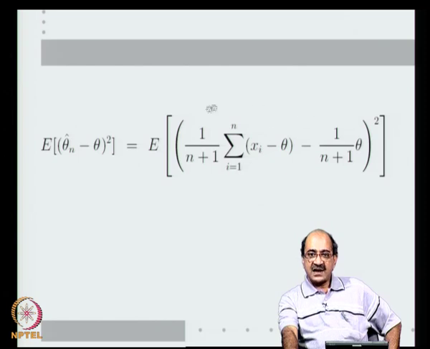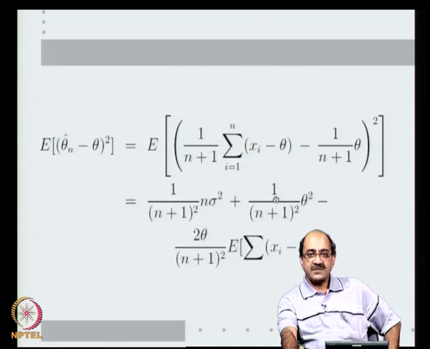So, theta hat n is 1 by n plus 1 summation x i. I wrote the expectation as n by n plus 1 theta. If I push the summation inside, I will get n by n plus 1 theta, and the remaining 1 by n plus 1 theta I wrote separately, squared. Now, you can square this because the x i's are independent. When I square it, all the cross terms will cancel when I take the expectation inside.